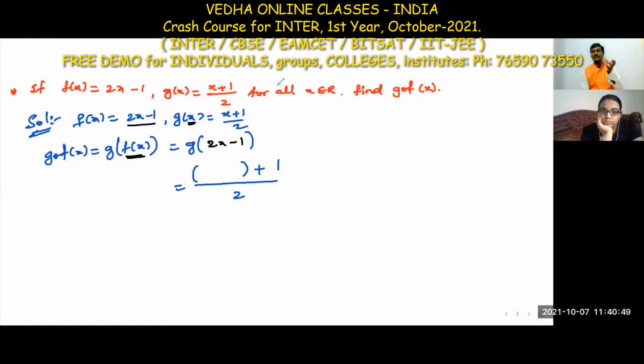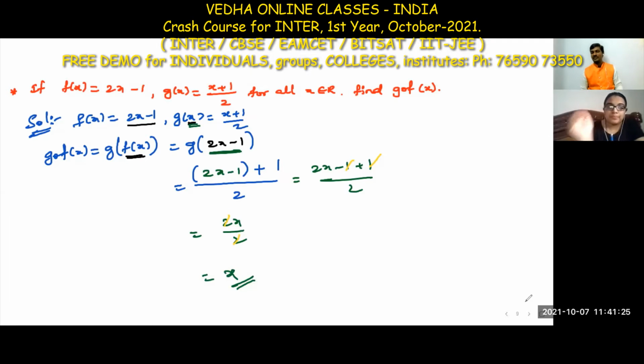Here we have x, and here we have x. In place of x, we have 2x minus 1. Write this 2x minus 1 in place of x. So now this becomes (2x minus 1 plus 1) by 2. Now just cancel this plus 1 and minus 1, so that we get 2x by 2. Cancel the 2 and 2, and we get x. This is the final answer.